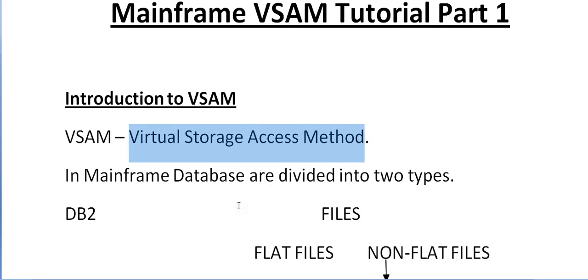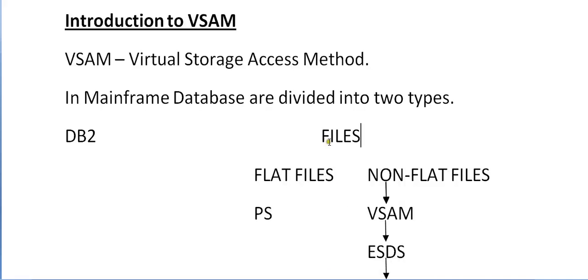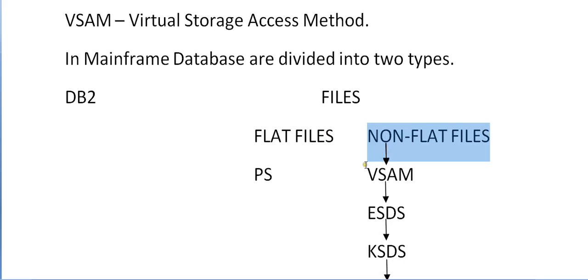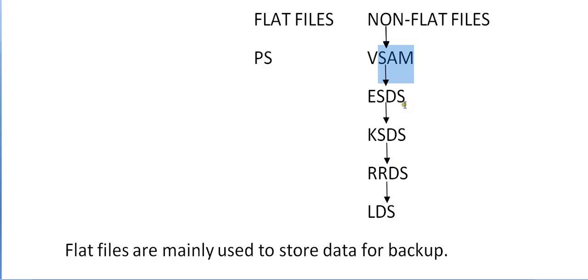In mainframe, data is divided into two types, that is DB2 and another is called files. Normally files will be of two types, one is flat files and another is non-flat files. For flat files we call it a PS, and non-flat files are VSAM. The different kinds of VSAM we have are ESDS, KSDS, RRDS and LDS. So these are the different kinds of VSAM files we have.